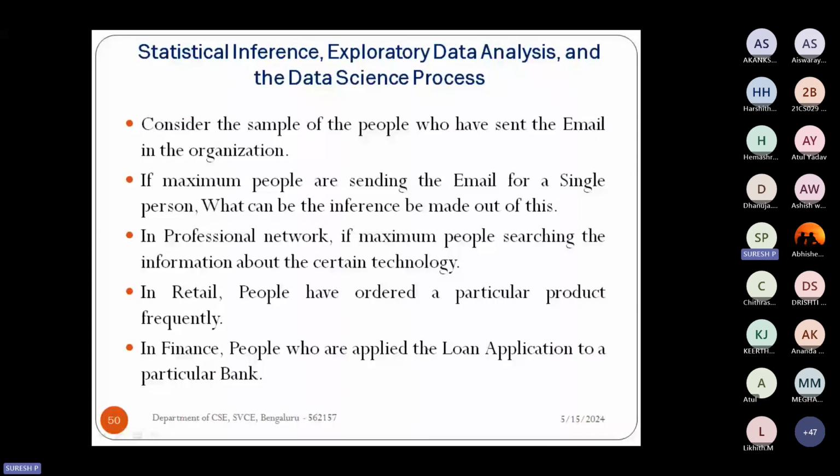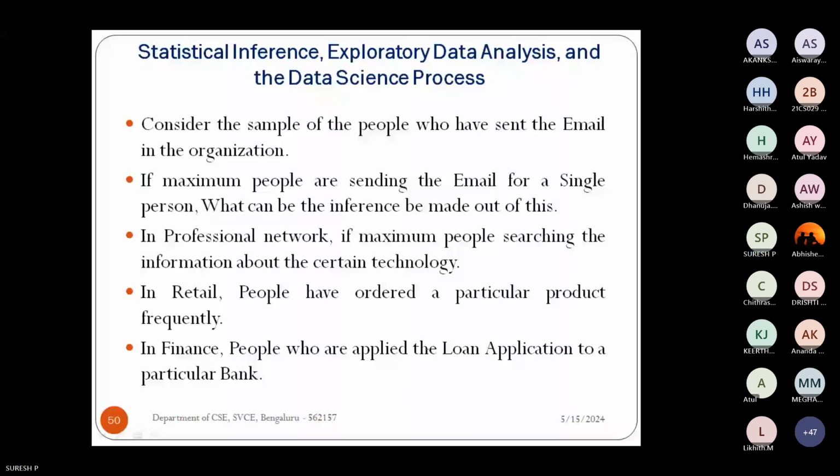For example, consider a sample of the people who have sent emails in the organization. If the maximum number of people are sending email to a single person, what can be the inference made? Take that as the example of sending email. From that sample, if most people are sending email to a particular person, what inference are you going to make?